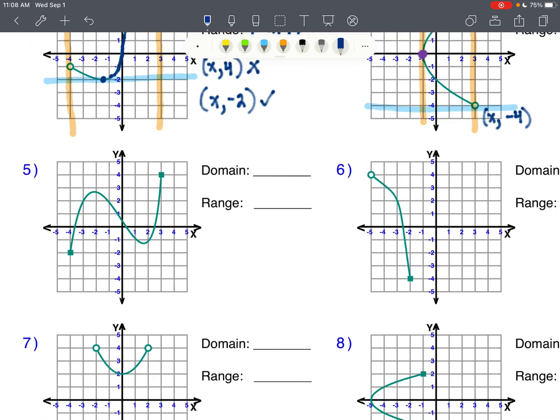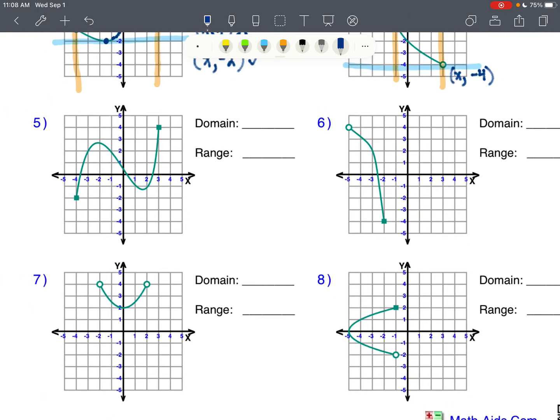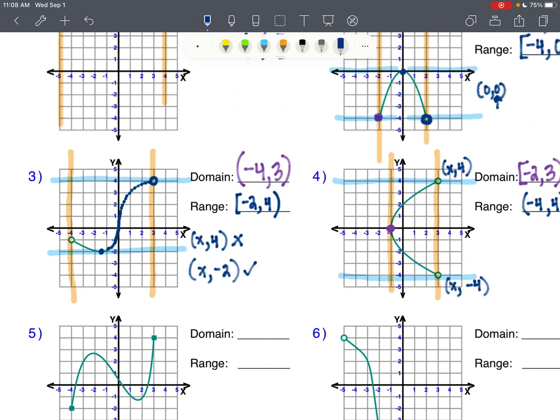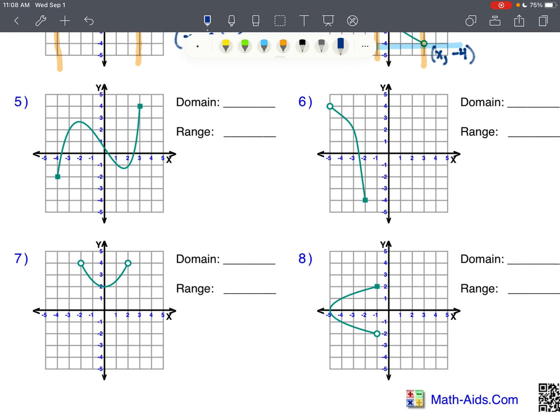Okay, I'm going to have you see if you can try 5, 6, 7, 8, and in the next video I'll come back and explain those so that you can check your answers and also continue to get additional instruction in case the first 4 were a little confusing and you need some more practice.